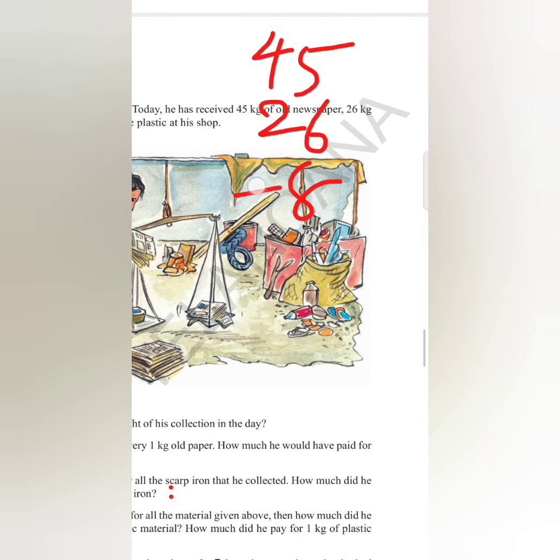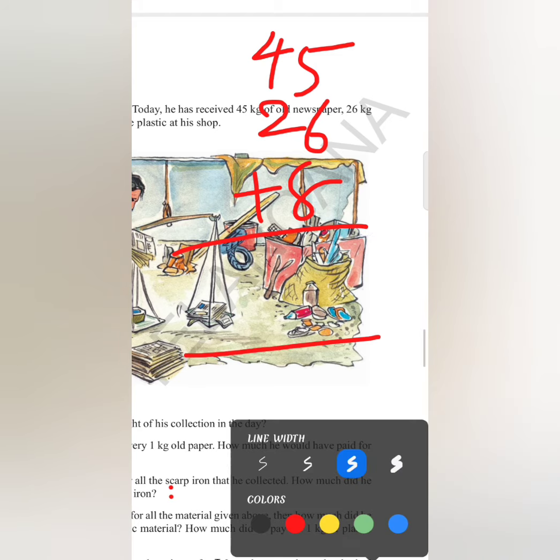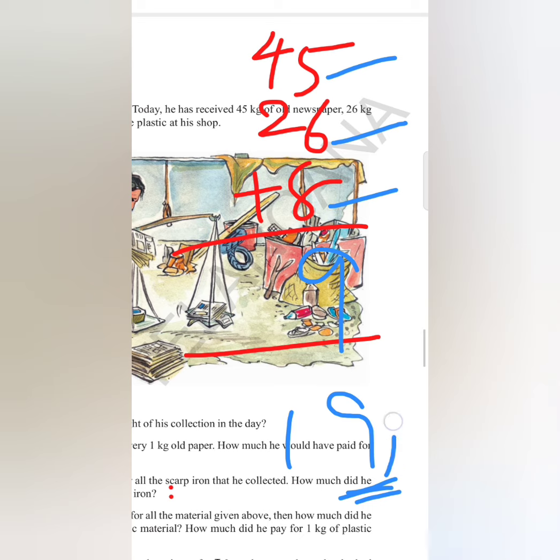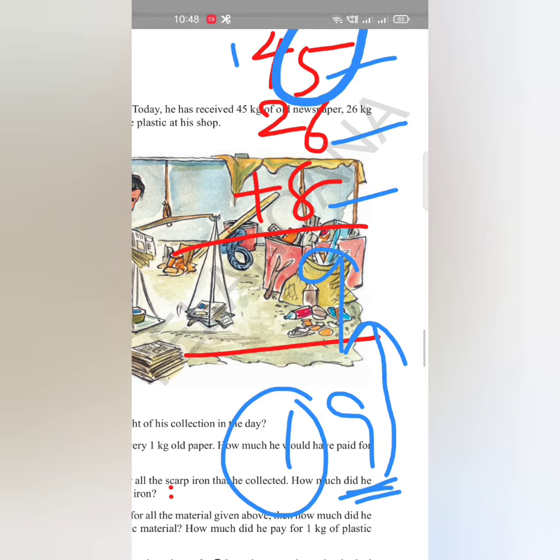26 and 8. So we need to find the addition for all the three numbers. 5 plus 6 we'll get 11. 11 plus 8: 12, 13, 14, 15, 16, 17, 18, 19. So in 19, at one's place we have 9. So 9 should be written here and this one should be written in the carry.